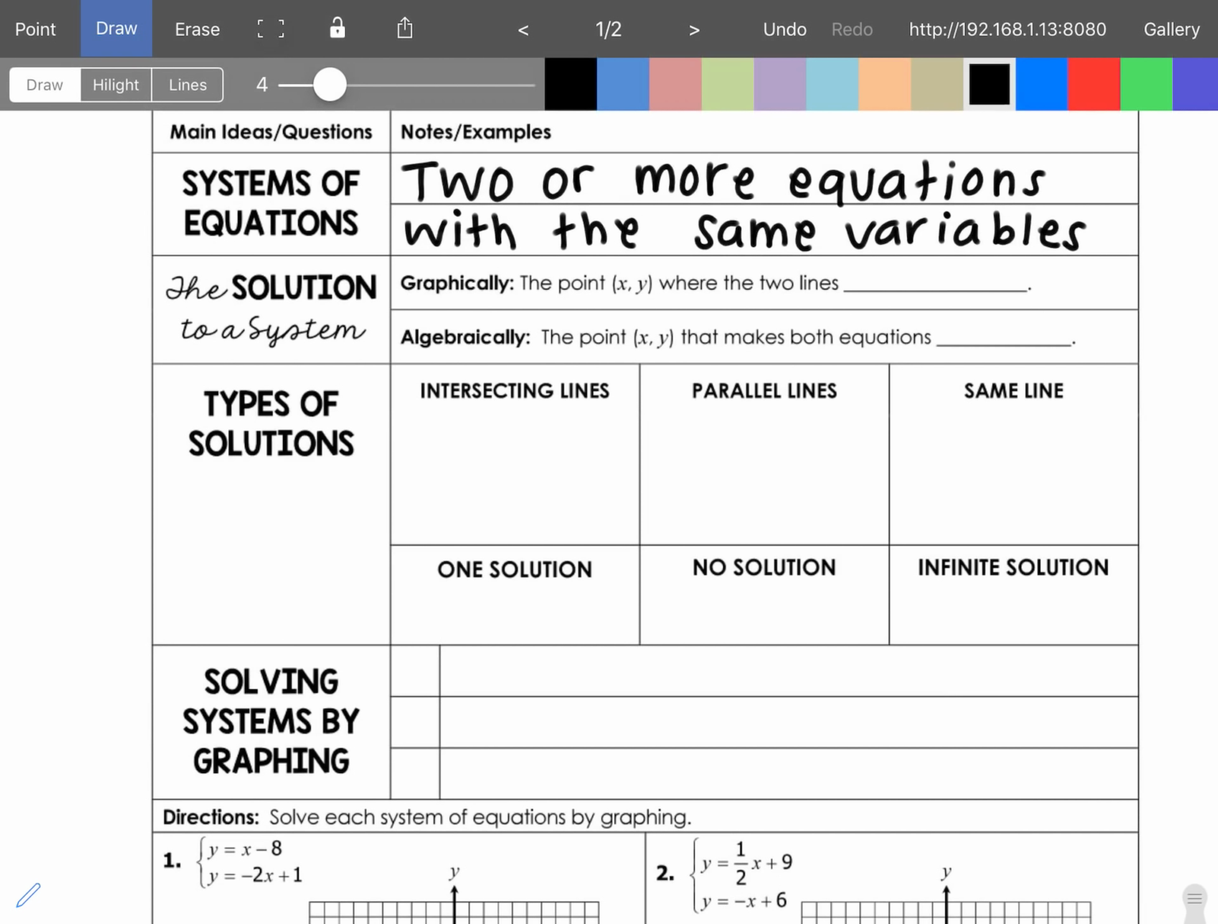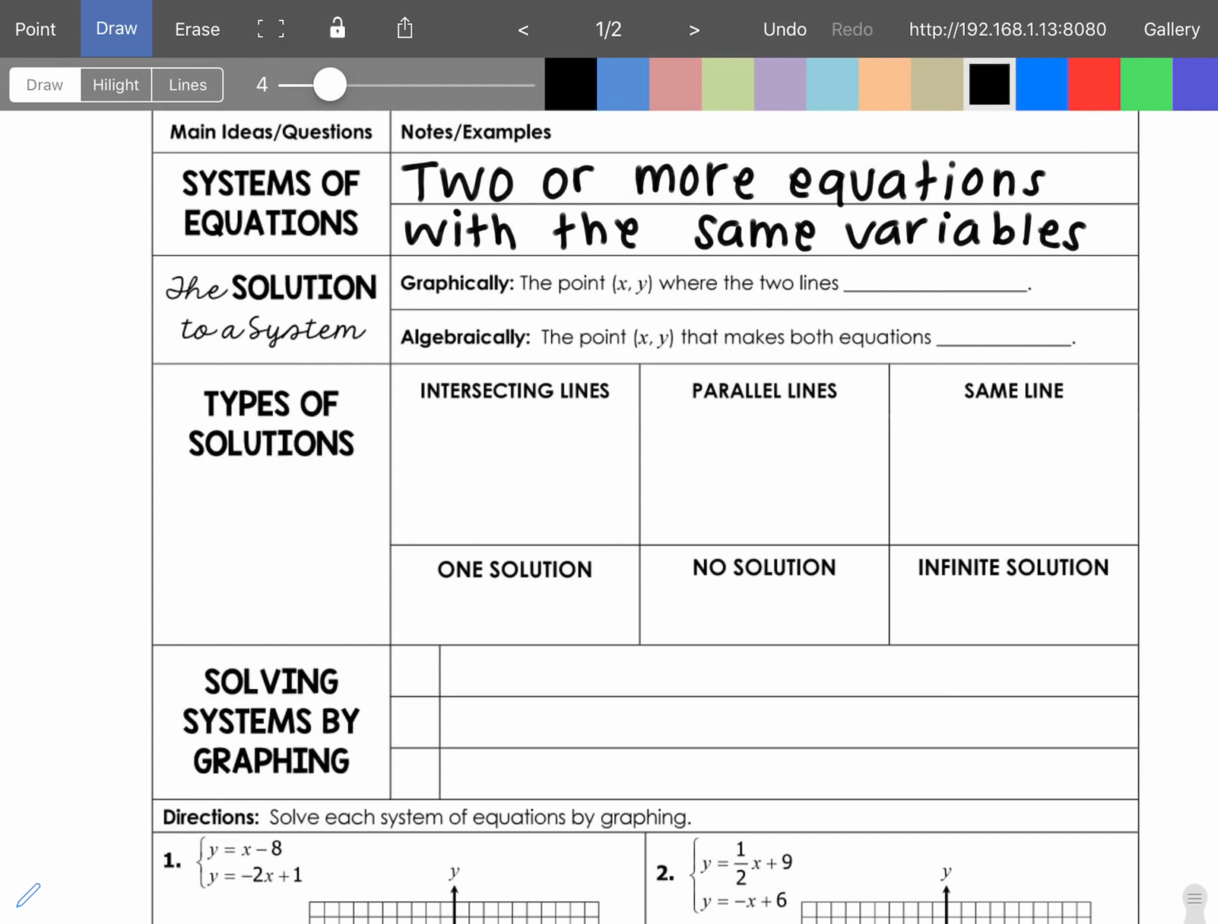Okay, so today we're going to be talking about systems of equations. Systems of equations are two or more equations with the same variables. We're only going to be talking about two equations with the same variables, but it could be more than two.